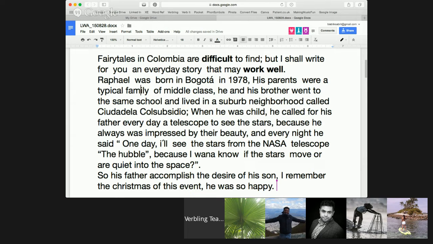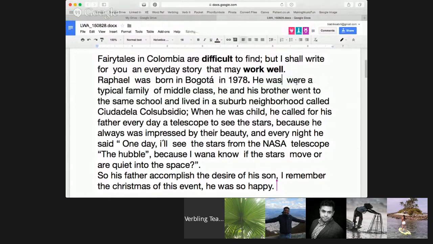1978. His parents, oh, we need a full stop there. His parents were a typical family of middle class. So maybe you could say his parents were... because you said his parents, it's not actually his family. It sort of is, I guess. But you could say either his parents were typical middle class, or maybe he was from a typical middle class family. Okay. So maybe that sounds better.